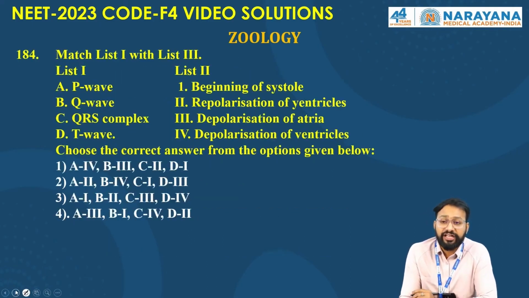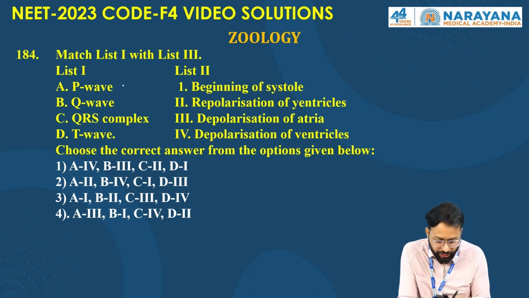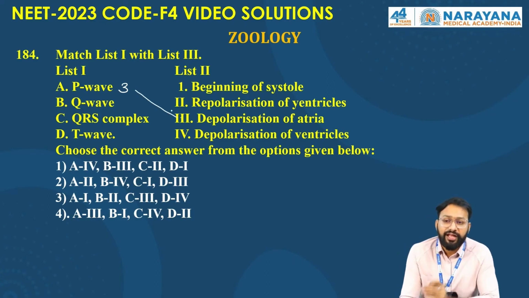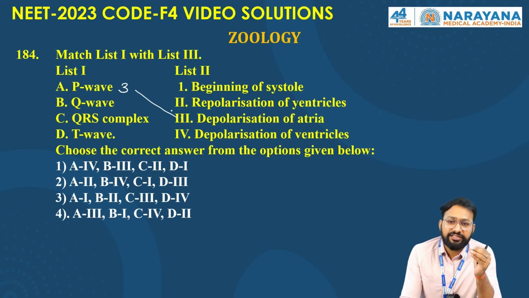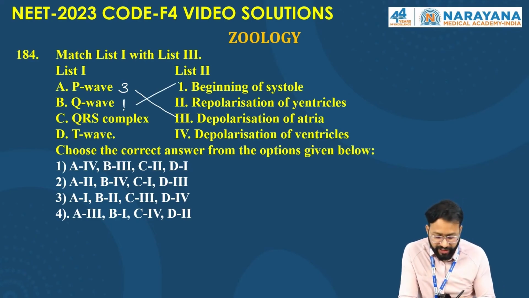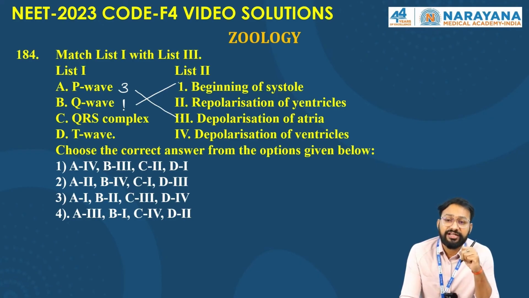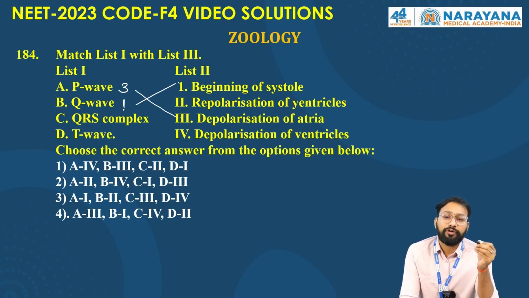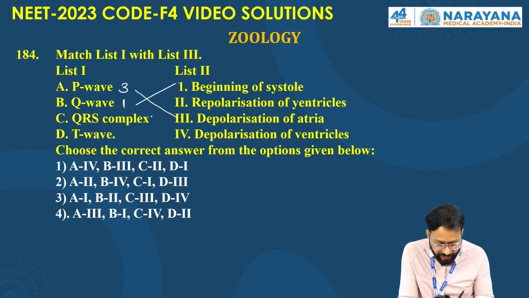Right. Next question, question number 184. It is related to, we can say, the electrocardiogram. P wave. In case of an ECG, P wave, it represents what? It represents the depolarization of atria. Right? And just after the Q wave, it will cause the beginning of systole of whom? Systole of ventricles. Beginning of systole. And the QRS complex, if you see, QRS wave, it represents depolarization of ventricles. Right? So it should be 4.